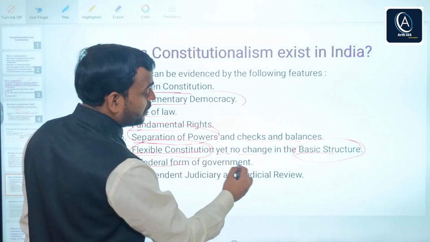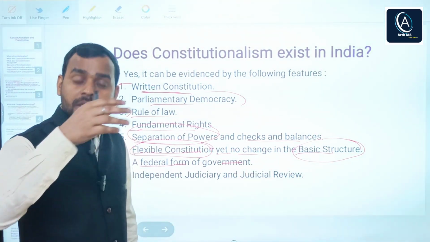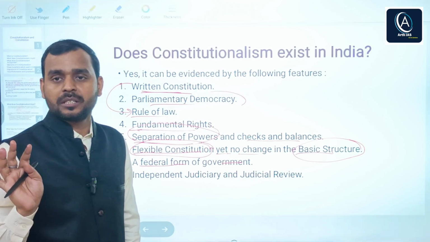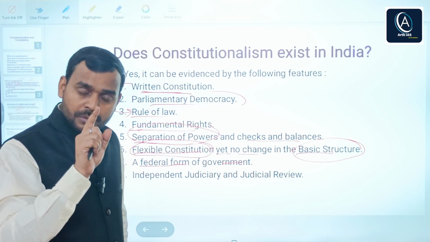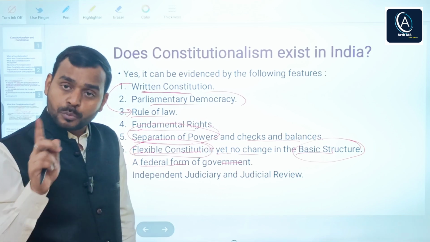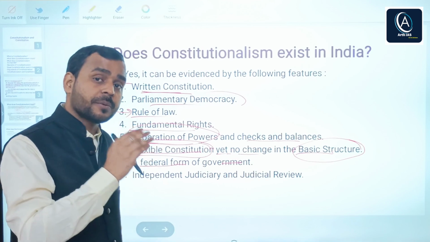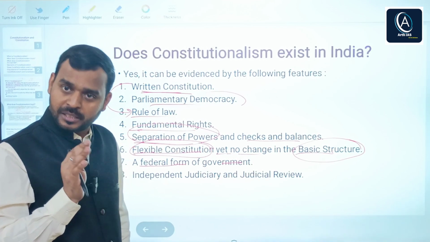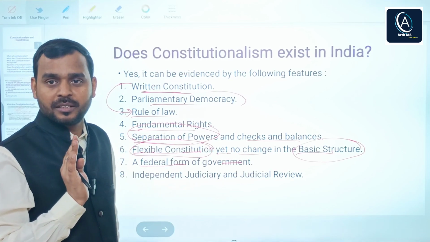A federal form of government. Obviously, a federal form of government simply means what? There is division of power between the union or central government and the state governments. Both. Here you should be very clear that the central government and the state government both derive their power from the constitution, right? And the central government or union government acts just like a big brother, right? Both have to follow the provisions of the constitution, right?